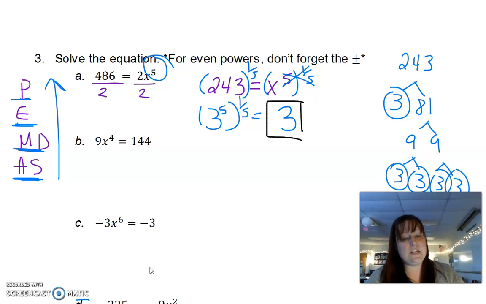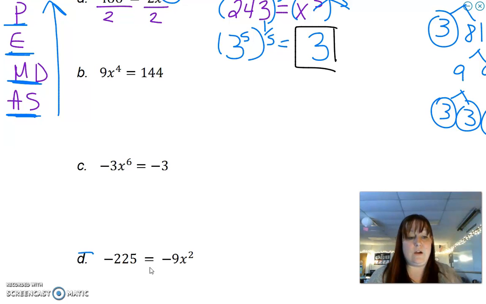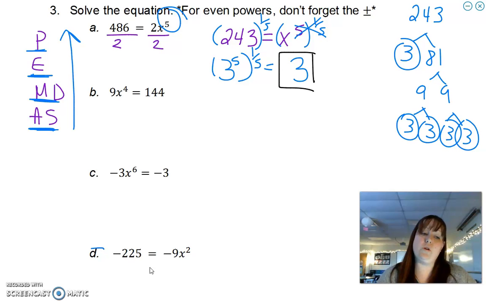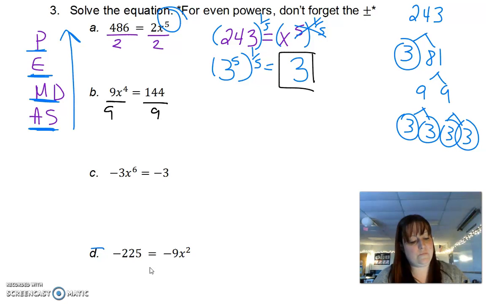Now, the next one is an even power, though, so we need to check that one out and make sure that we remember our plus or minus. So again, we go the order of operations backwards. So we're going to undo any adding and subtracting first. Then we're going to undo multiplying and dividing. Then we're going to undo exponents. Then we're going to undo parentheses. Okay, so the first thing we're going to do is undo that multiplying.